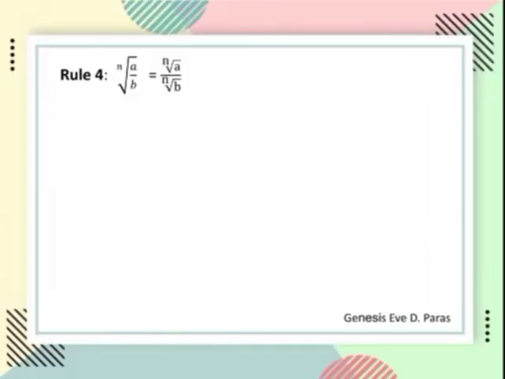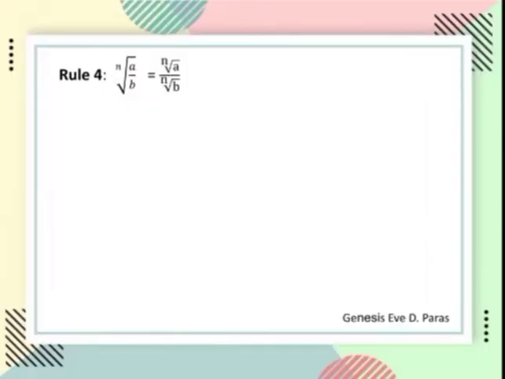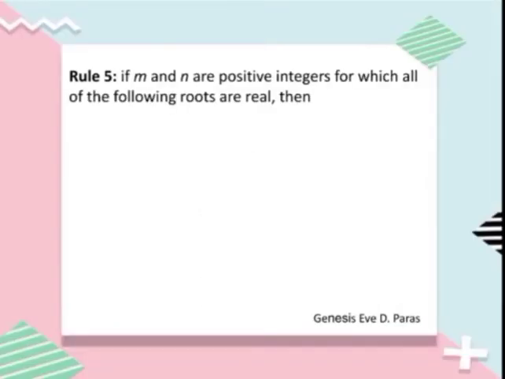To understand better, here is an example, the square root of 13 over 16. Ang sagot ay magiging the square root of 13 over 4. Rule number 5, if m and n are positive integers which all of the following roots are real, then the mth root of nth root of a.